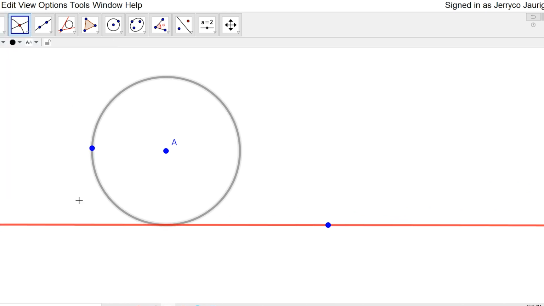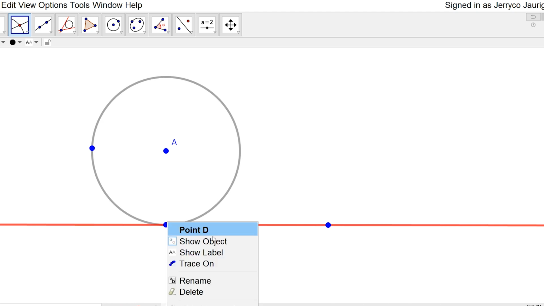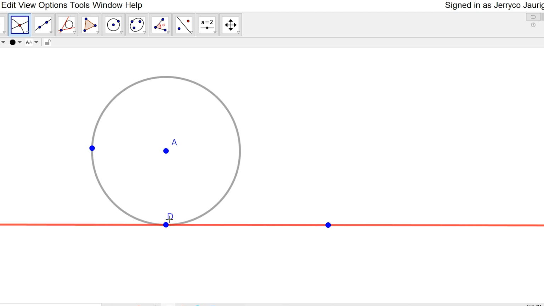Let's activate this intersect tool. Click the circle and then click the line. This point over here, let's give this a name, point D. Point D is what we call the point of tangency. This is where your circle and your line intersect.